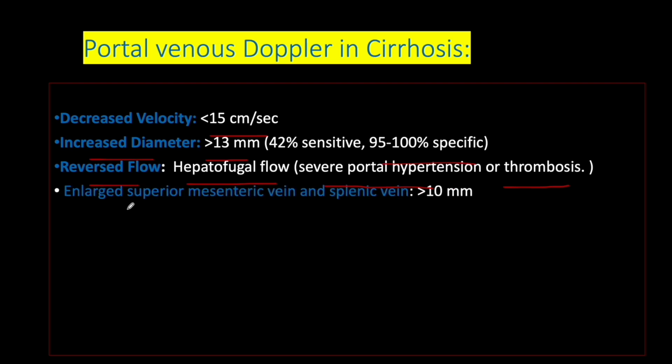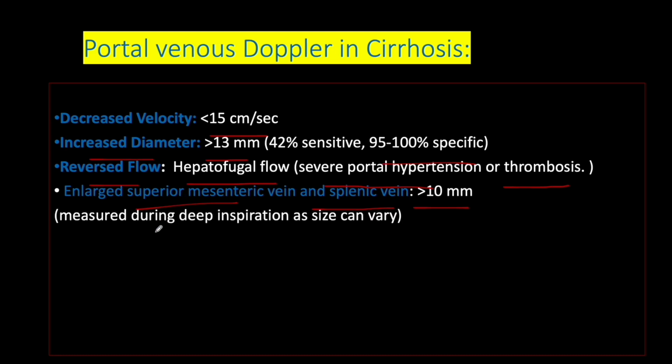The tributaries of the portal vein, the superior mesenteric vein and the splenic vein, will also be dilated. If it is more than 10 millimeters, then we consider the superior mesenteric and splenic vein to be enlarged. Enlargement of these veins is also a feature of portal hypertension. Measurements should be taken during deep inspiration, as the size can vary during respiration.